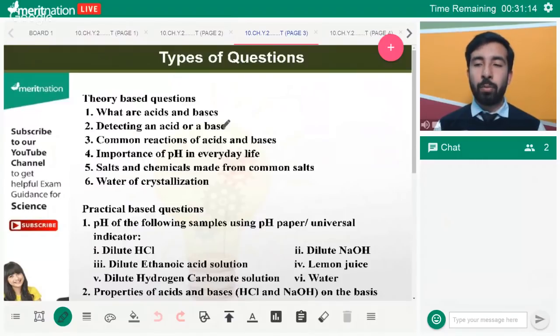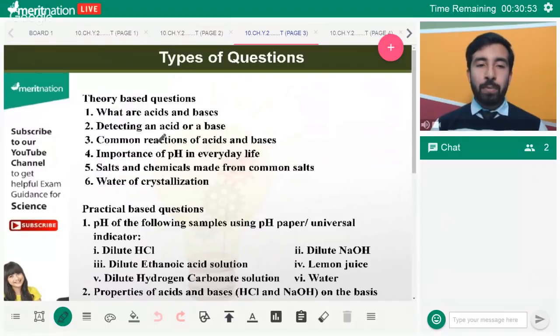What is the full form of pH? Full form of pH is power of hydrogen. Now, detecting an acid or a base basically includes your indicator part, and a question from this part can be asked in the exam in a manner like, what would be the color change when a particular indicator is dipped in an acidic solution or in a basic solution?